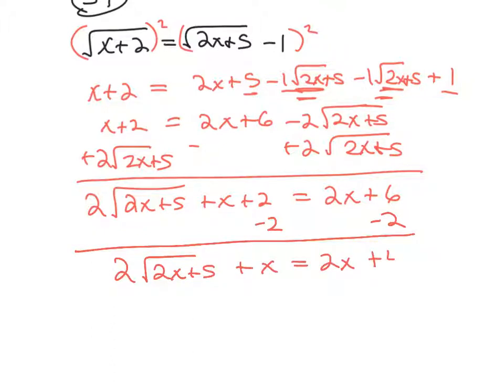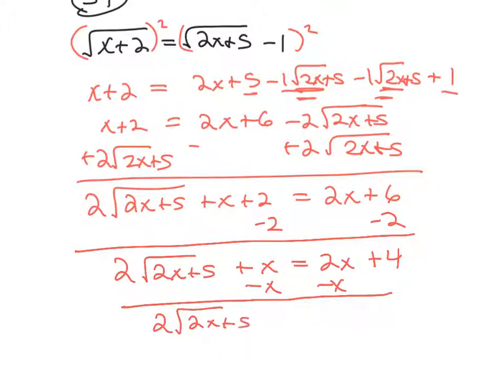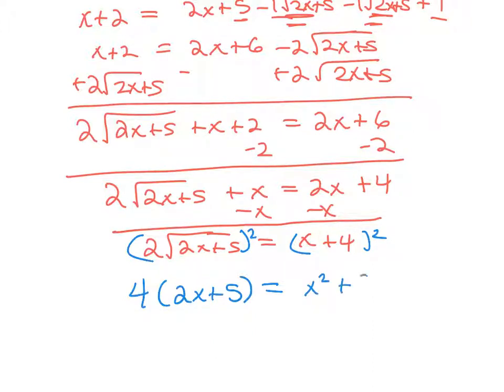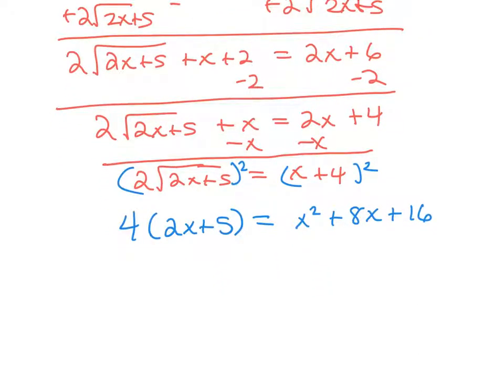I get 2x plus 4, subtract the x, 2 times the square root of 2x plus 5 is equal to x plus 4. It is now isolated, so I can square both sides. 4 times 2x plus 5. I need to FOIL the x plus 4 squared. So this becomes x squared plus 8x plus 16. I need to distribute the 4. 8x plus 20.